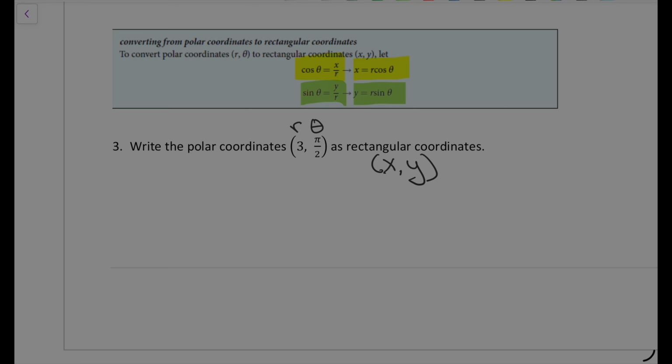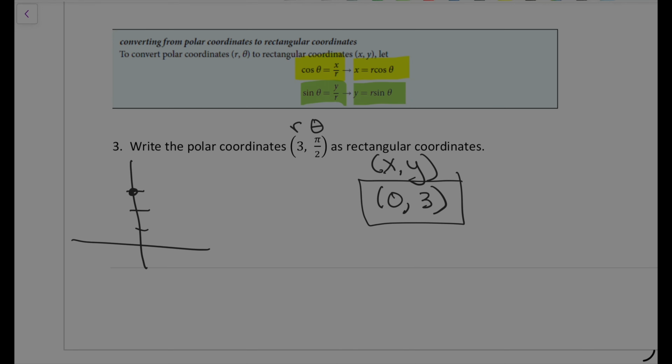So using what we know, and I might just plot it too, just to make it fully concrete in our minds. I am going in the direction of pi over 2, 3 units. My point is right there. I already know by just looking at this that it's going to be 0 for x and 3 for y. Okay, that is my answer. All right, I'm gonna prove it though here.